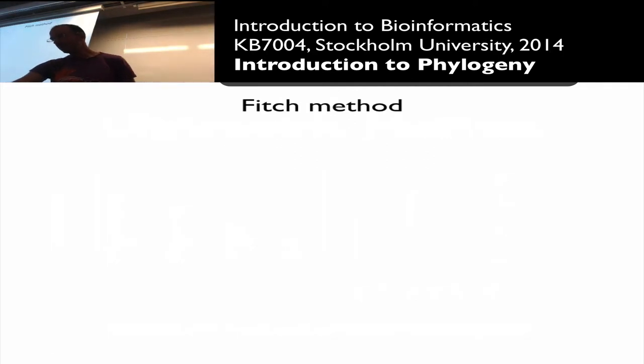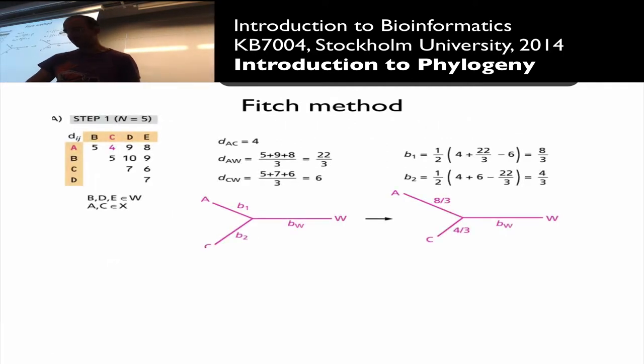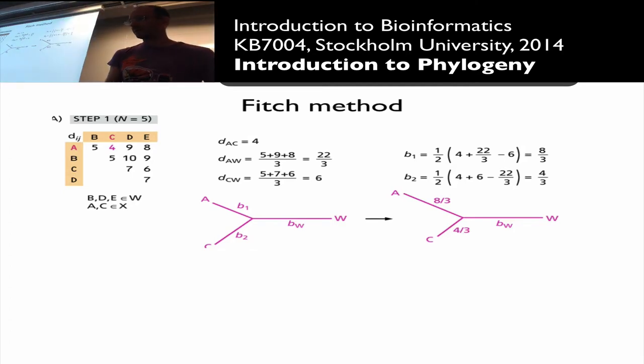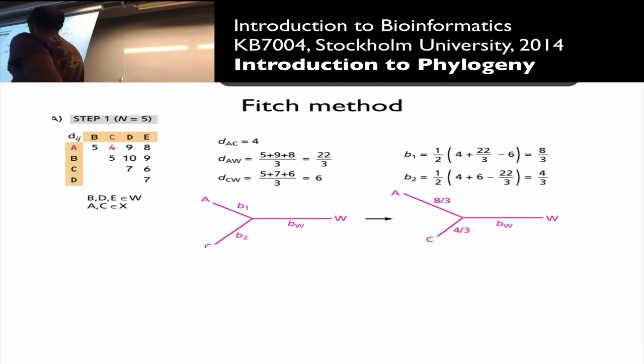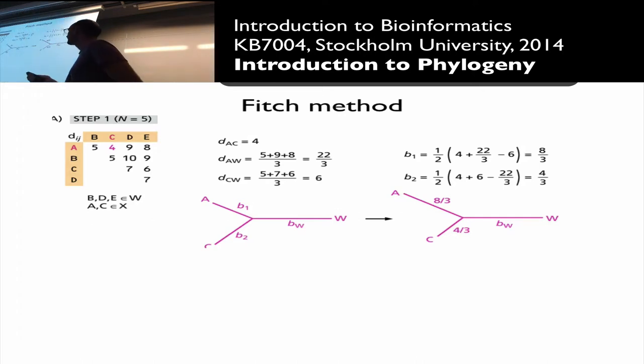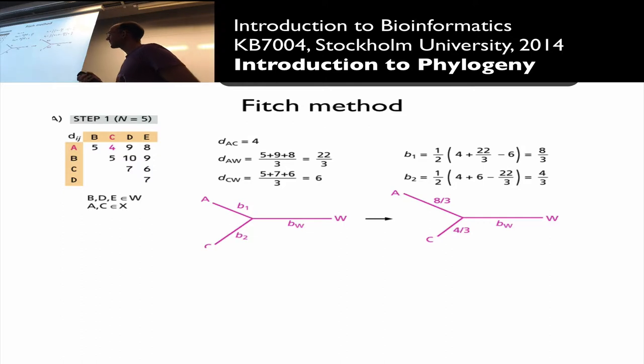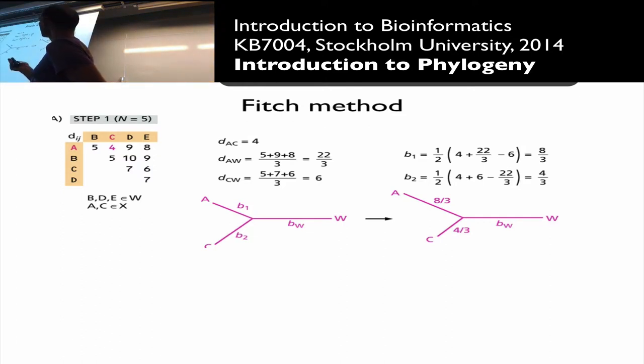One method to do this is called the Fitch method, after the guy who developed it. In this case, let's have a tree here: A, B, C, D, E. So there are 5 different genes, and the distances between them are 5, 5, 7, 7, 4, 9, 8, 10, 9. Let's see if I get this right now. In this case, you take the shortest distance, which is between A and C.